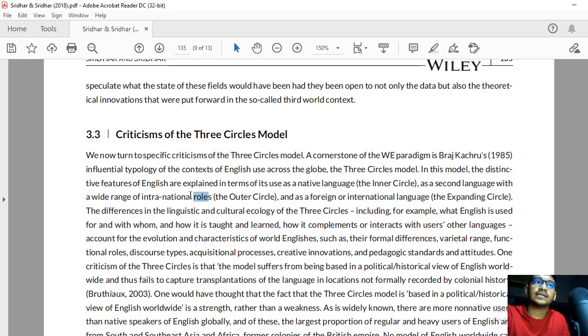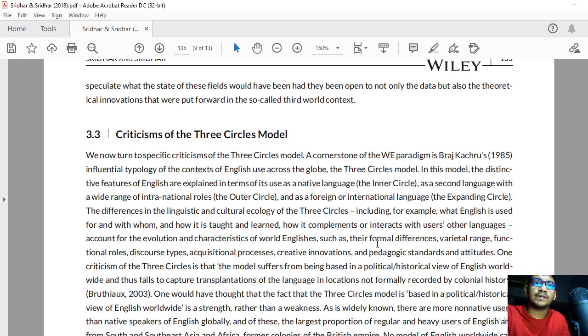Whereas in the outer circle, sometimes you have to use it with each other. For example, some jobs require English, besides international jobs of course, which almost always do require English. And in the inner circle the mother tongue is English, so obviously English is taught differently there.